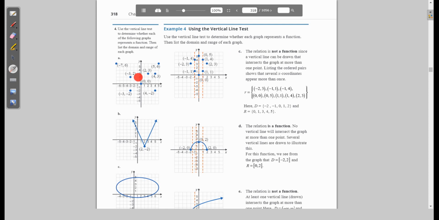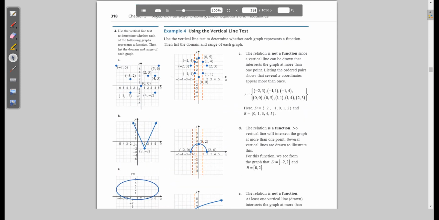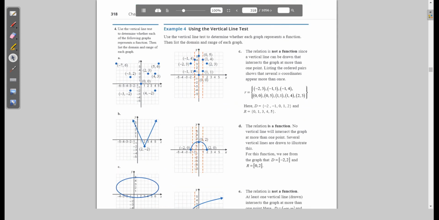Okay. So looking at A, we have... Do we have the solutions? No, not really. Okay. No big deal. We can just say these out loud.